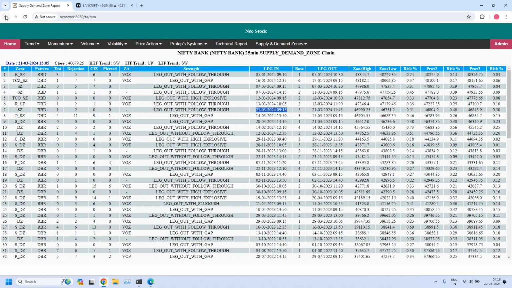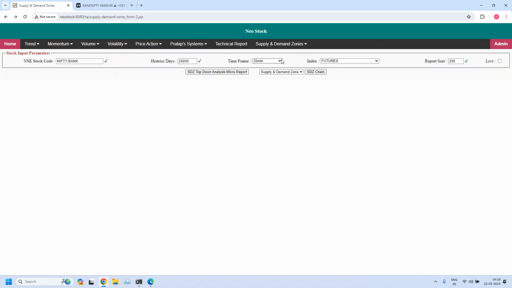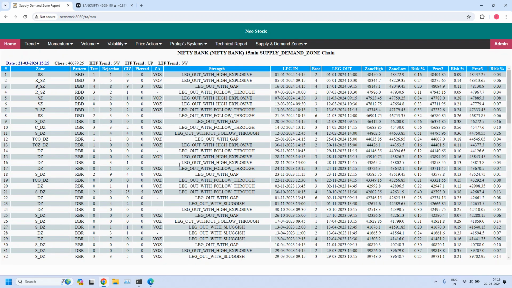Now let's move on to 15 minutes to get clarity if there is any high liquidity on the supply side also. So I'm changing the time frame to 15 minutes. Let me generate the chain. Okay, the 15 minutes supply zone chain is generated. Now let us look into the recent candles, the 8th and the 9th.